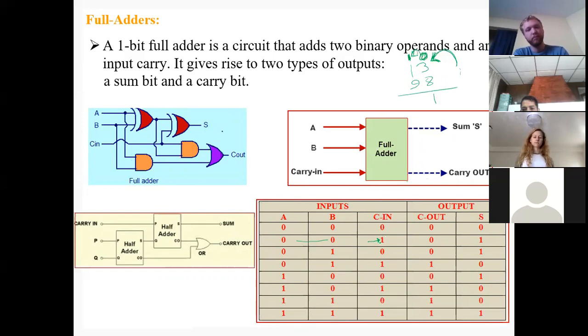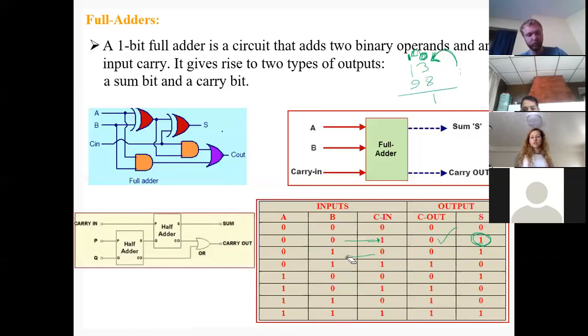So in that case, if carry is 1, what do you get? You have to add 3 numbers now, right? You have to add 3 numbers. What should you get? You should get 0 plus 1. The sum is 1, right? Sum is 1. Then what is the carry? Carry is 0. Makes sense?